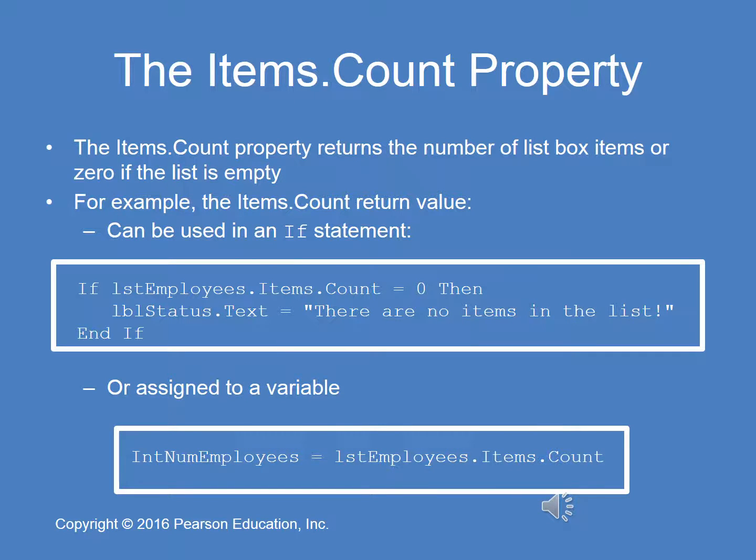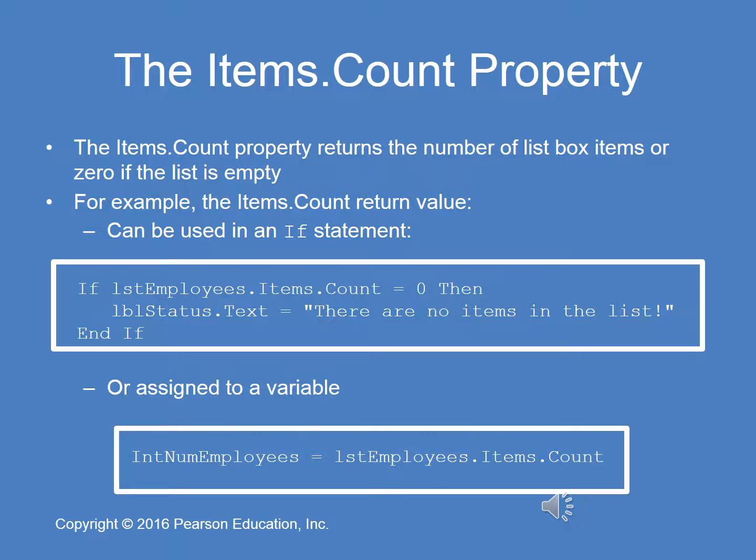The Items.Count property returns an integer, which is the number of list box items, or it returns 0 if the list is empty. So you can use the Items.Count return value in an if statement. Here's some code: if listEmployees.Items.Count equals 0, then lblStatus.Text equals "There are no items in the list."